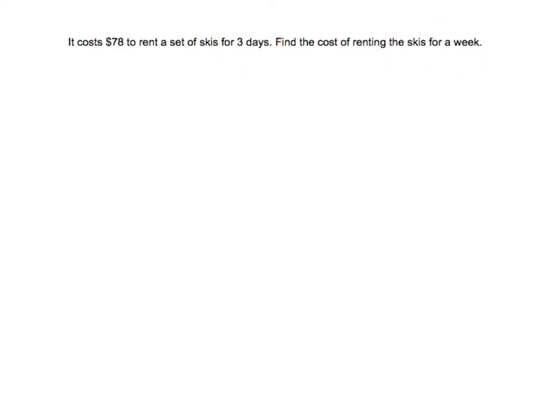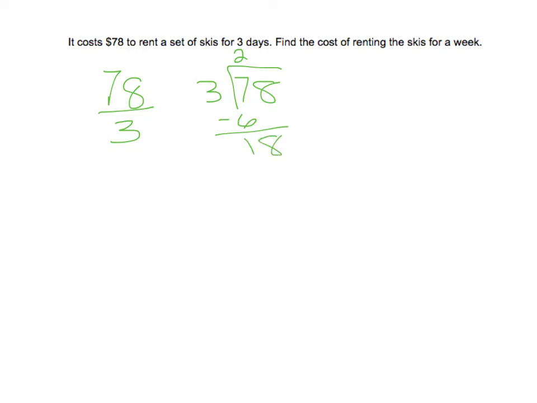So we know the unit rate is per one. So if it's $78 for 3 of them, that is just 78 divided by 3. So that would be 2, 6, subtract, 3 goes into 18 6 times. So if it's $78 for 3 days, it's $26 per day.